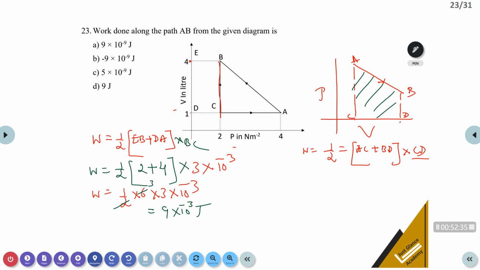But here both minus and plus are there. Tell me now, in this process AB it is an expansion, from 1 to 4. So work is done by the gas, and this is the right choice. Cleared?